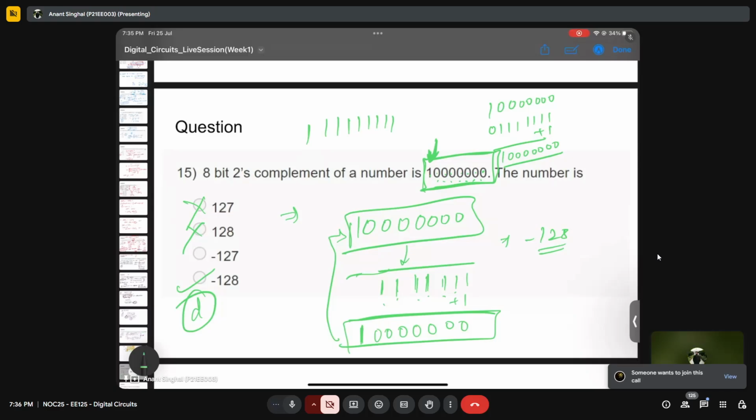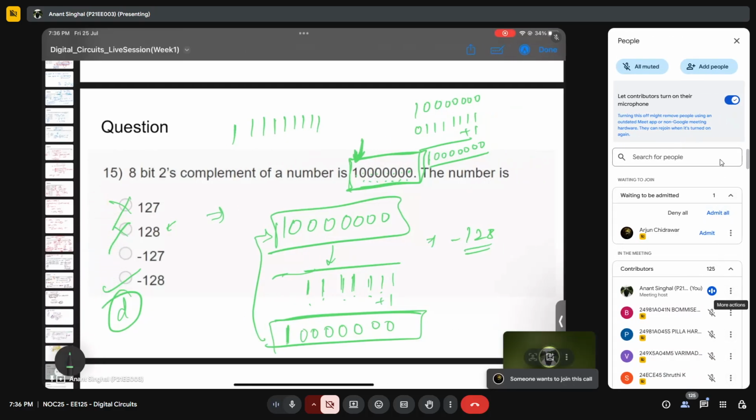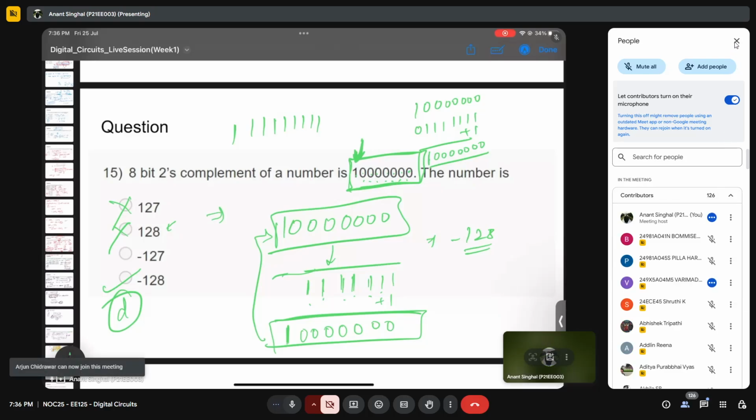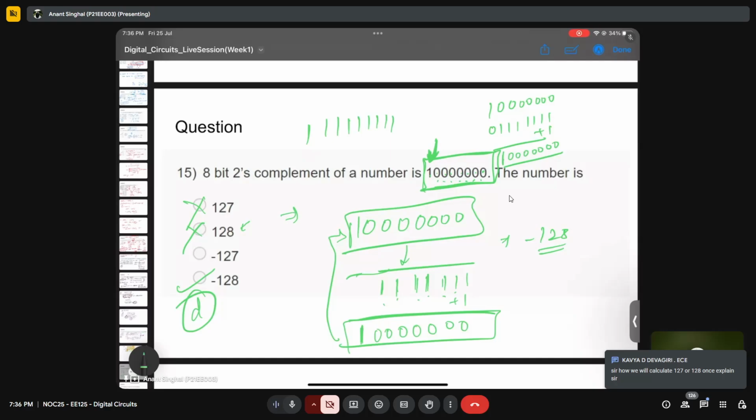So even if you don't consider it as a signed bit, that also will not give you answer C. But I think option B will be the answer, right? Why do we have to do 2's complement, sir? Because the question is saying you need to do the 2's complement of the number. Actually, they have given the 2's complement of a number. Oh, okay. Yeah, I understand now.